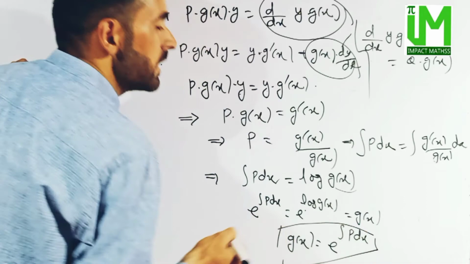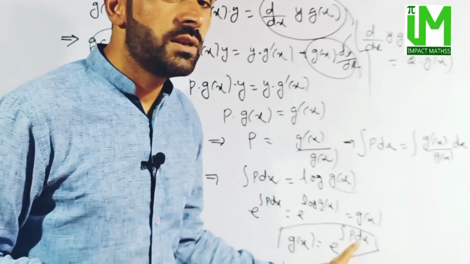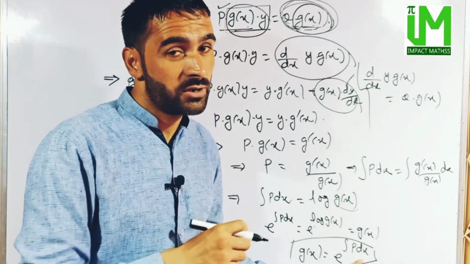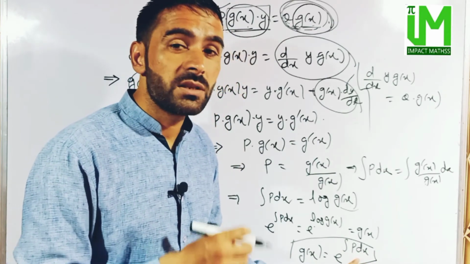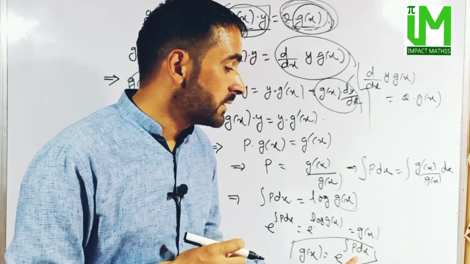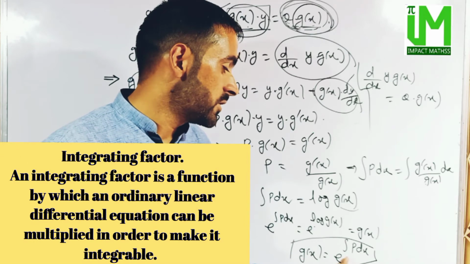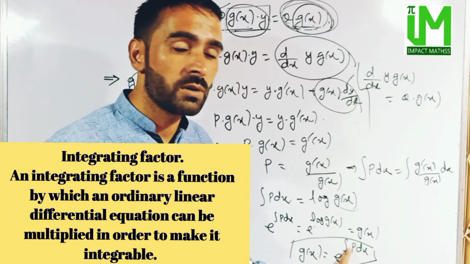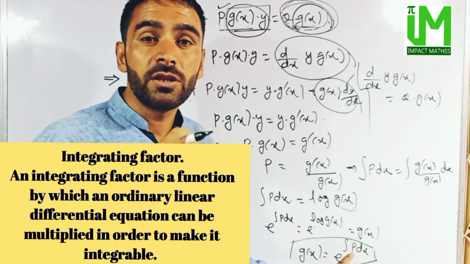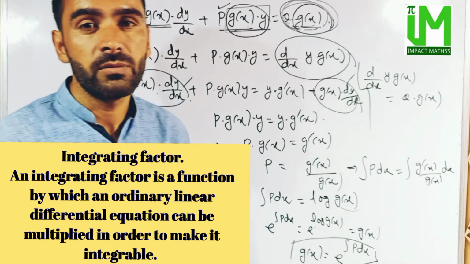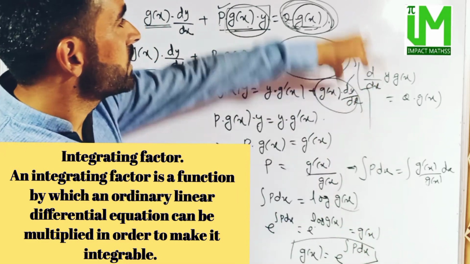So this g of x, which we are multiplying on both sides, is equal to e to the power integration of p dx. This function is the important function, as I have been telling repeatedly, and this function is called the integrating factor. So g of x is equal to e to the power integration of p dx. This is called the integrating factor of the linear differential equation.